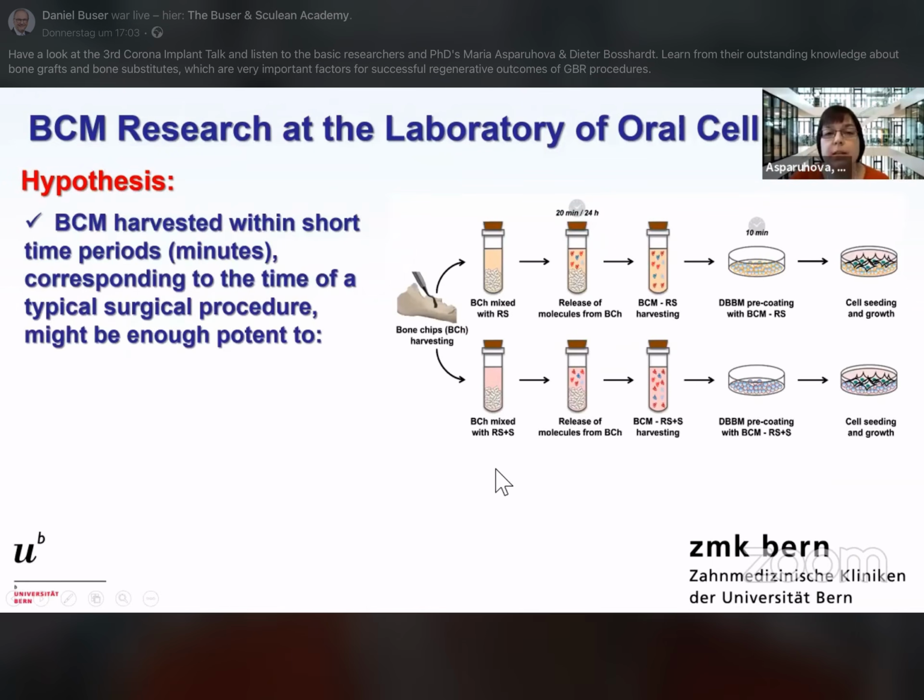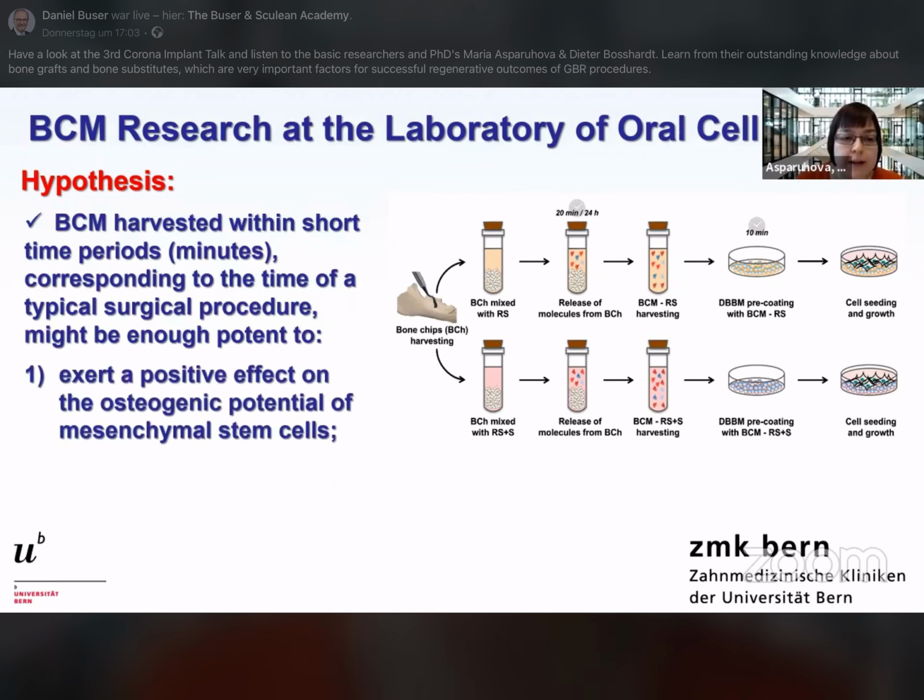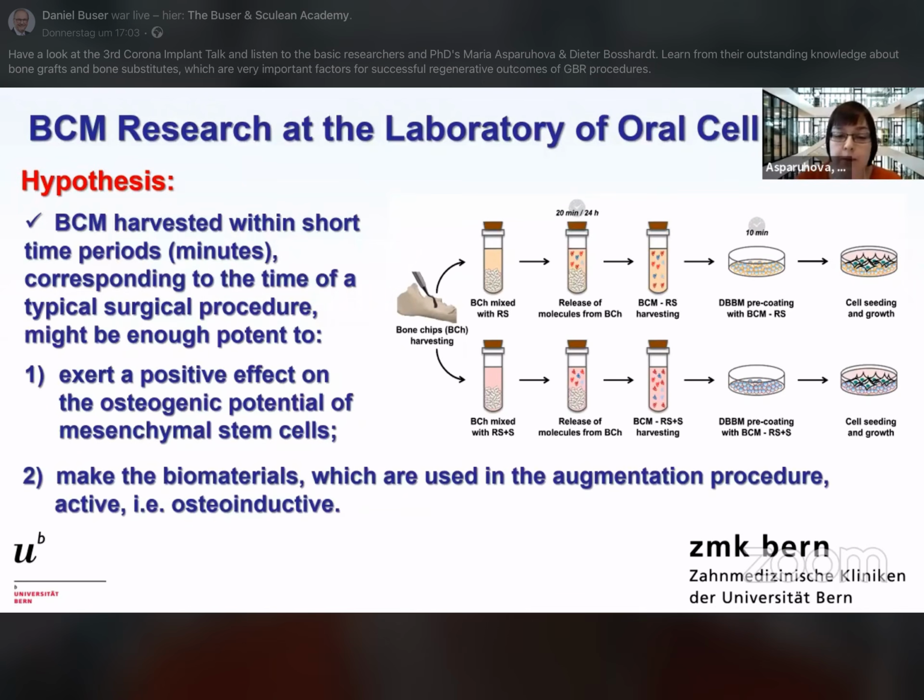In our most recent research on BCM, we have hypothesized that BCM harvested within short time periods, I speak of minutes, really corresponding to the time of a typical surgical procedure, might be potent enough to first exert a positive effect on the osteogenic potential of mesenchymal stem cells, and second, to make the biomaterials used in the augmentation procedure active, namely osteoinductive.